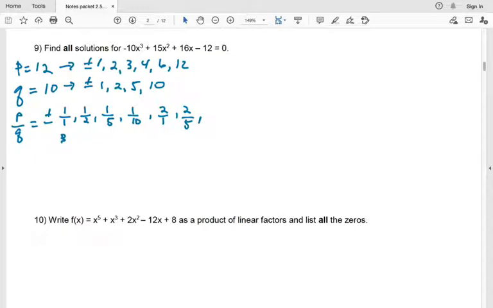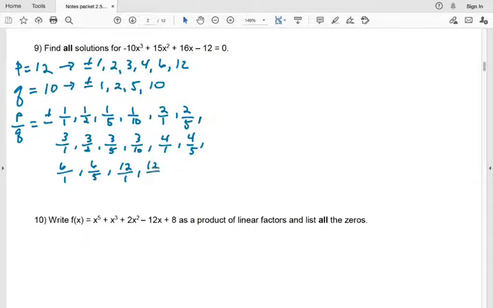Oops, that didn't write very well, sorry. So 3 over 1, 3 over 2, 3 over 5, 3 over 10. Now let's do 4. 4 over 1, 4 over 2 is 2, we've already written it. 4 over 5, 4 over 10 is the same thing as 2/5, so we don't need to write it. Now let's do 6. 6 over 1, 6 over 2 is 3, 6 over 5, and 6 over 10 is the same thing as 3/5. And then we've got 12 over 1, 12 over 2 is 6, 12 over 5, and 12 over 10 is 6/5. So those are all of my possible roots.